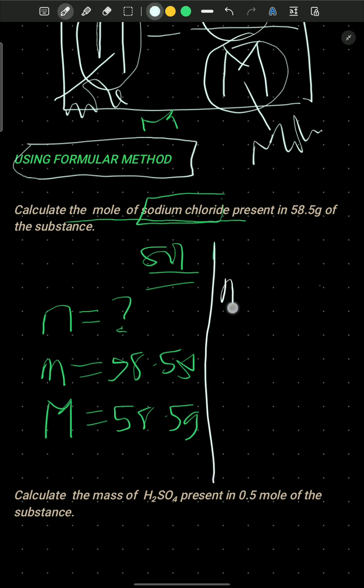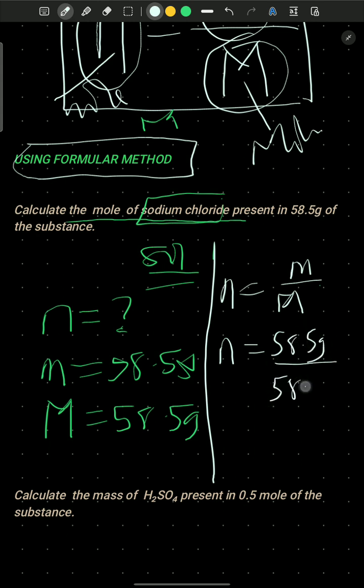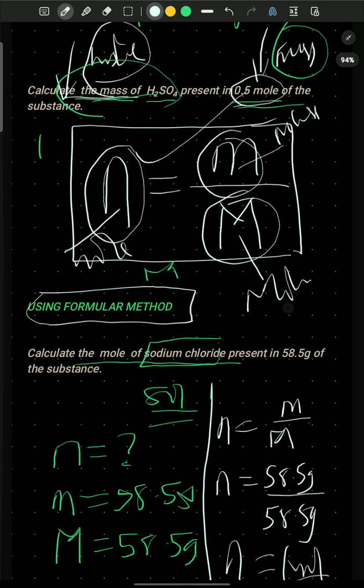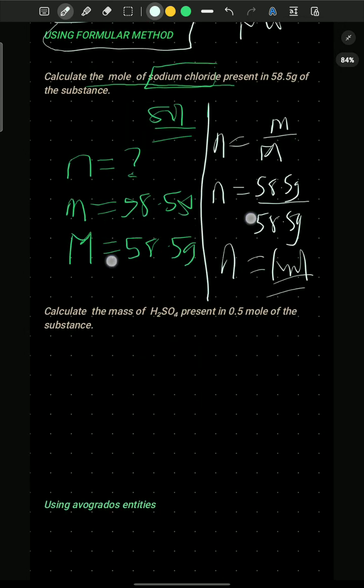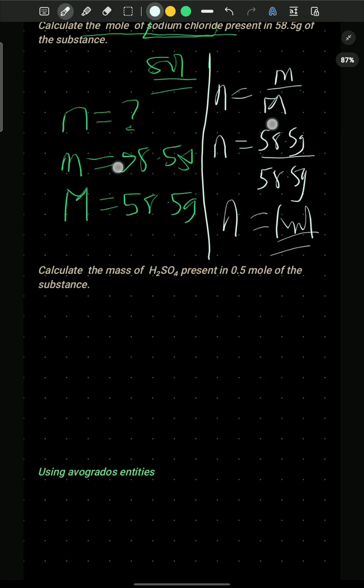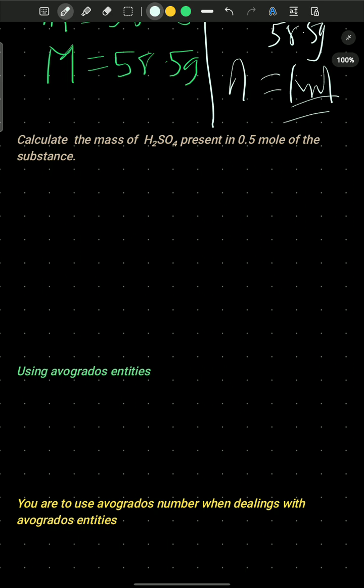From here, the mole is equal to the mass all over the molar mass. So the mole is equal to 58.5 grams all over 58.5 grams. At the end of the day, the mole is equal to 1 mole. I hope you can see this. This is the joy of it. We got 1 mole as well. And don't forget, for the second one we got 49. So for the second one too, we are meant to get 49.